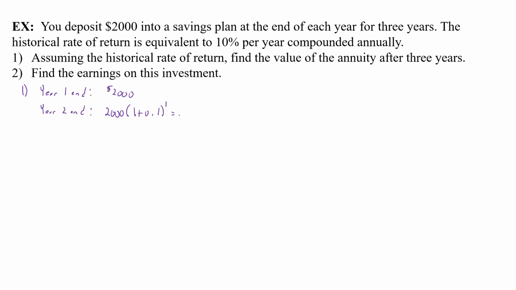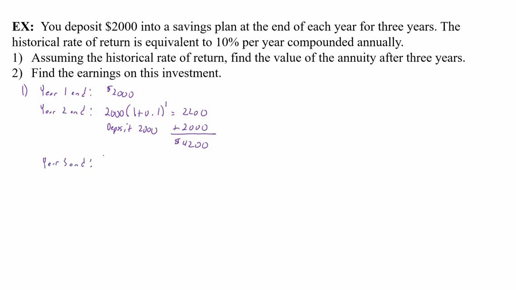And then that's going to give us what? Well, that's going to be 1.1 times that, so that's going to be 2200. Okay. And so then what are we going to do after that? Well, remember at the end of the year, we're going to deposit another $2,000. So if we add $2,000 to that, at the end of year two, we're going to have $4,200.